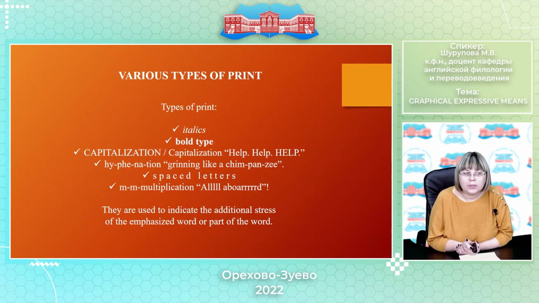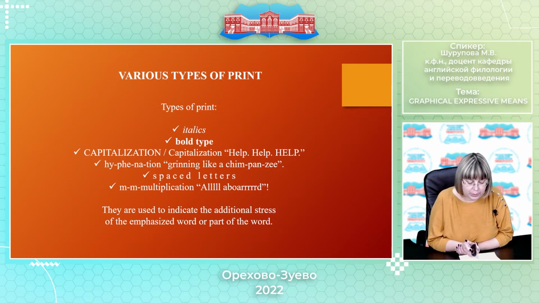The next point of our lecture is various types of print. So you can see them again on the screen, and italics here occupies the first place. The next one is bold type, capitalization, hyphenation, spaced letters or multiplication. They are all used to introduce and indicate the additional stress of the emphasized word or the part of the word or the whole phrase. So some examples are given here on the screen.